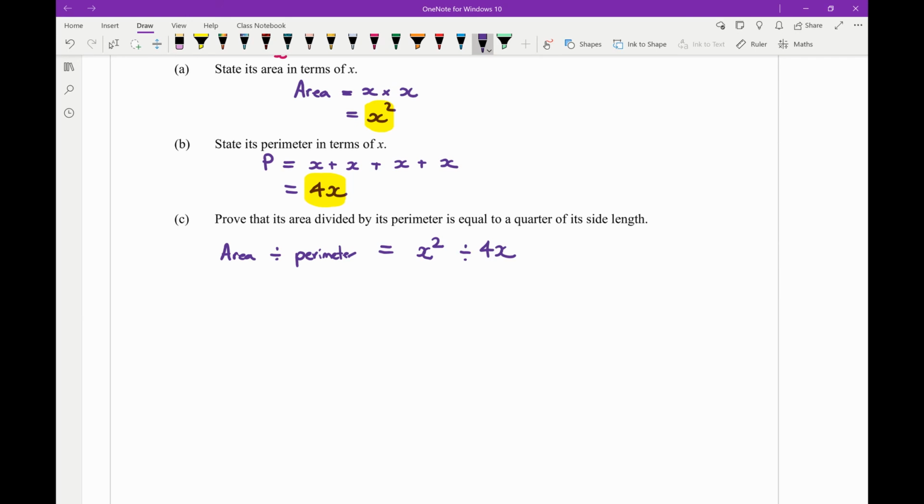Well, that doesn't divide very nicely, so let's write it as a fraction, x squared over 4x, and we can cancel the x off the bottom with one of the ones on the top, leaving me with x over 4. Now x over 4 is exactly the same as saying a quarter of x, which is what we were trying to find, a quarter of its side length. So we have shown that it is therefore a quarter of the side length. And that's it.